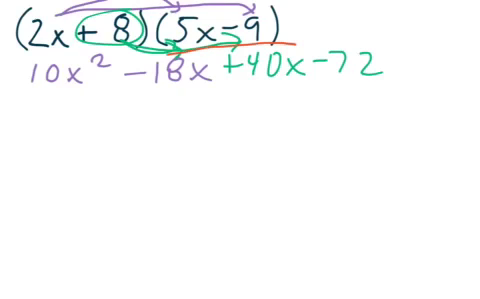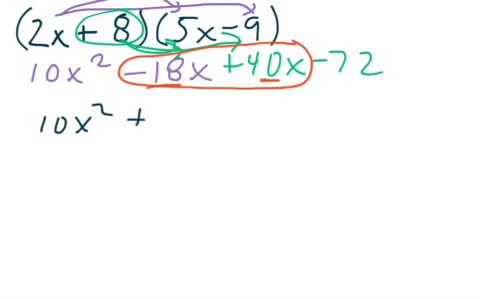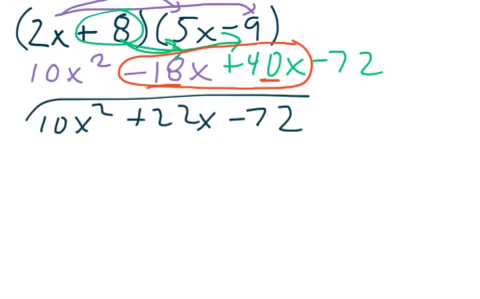Once again, we have some like terms in the middle. Those two x terms we can combine together. And 40 minus 18, or 40 and negative 18, I believe is 22. So what is our final answer? 10x squared plus 22x minus 72.